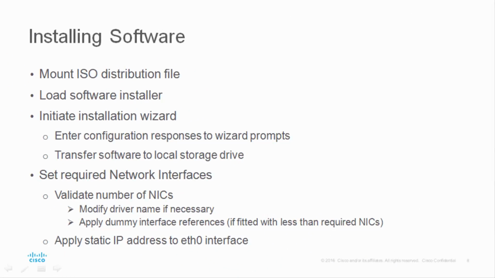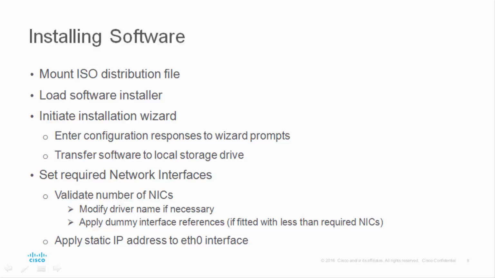With the server prepared, we are now ready to deploy the software. Using the CMC virtual devices, we then mount and subsequently boot the ISO distribution file. This will load an installer that provides a couple of options to install the software. The installation process is performed by an installation wizard that sets up the operating system and then transfers the Cisco Modeling Labs files to the file system.